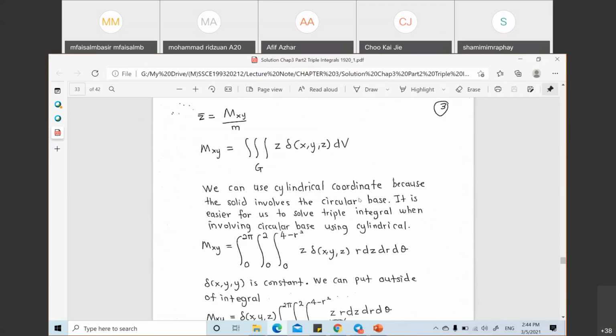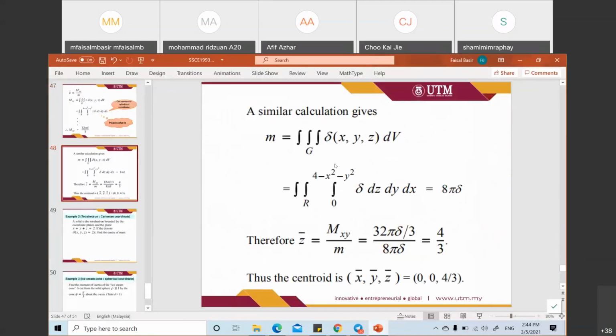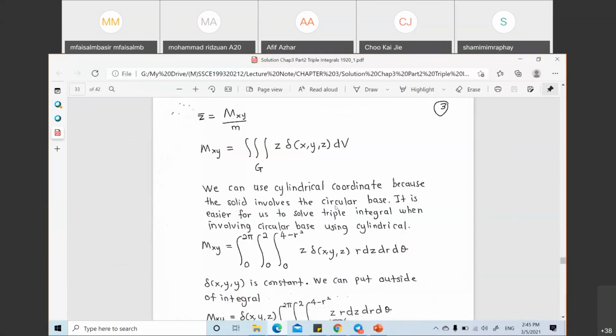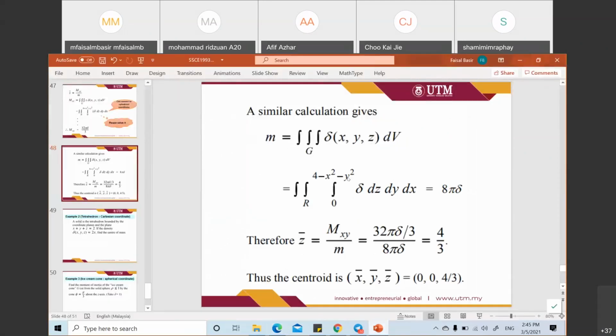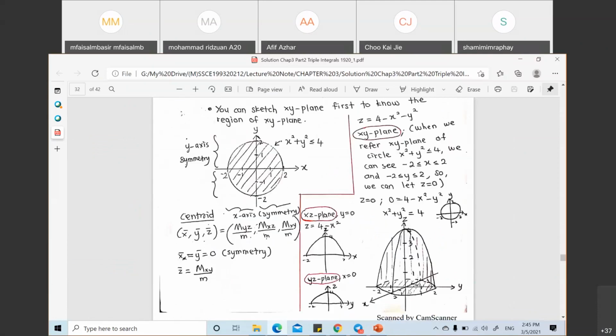Because we have a paraboloid and a circle, we can use cylindrical coordinates. You can use spherical coordinates also, but it will become more tedious. That's why I use cylindrical coordinates, because the solid involves a circular base. So this is the technique. You have 4 minus r squared, and then the circle radius is 0 to 2, and then the angle will be 0 to 2 pi. The bottom one will be 0, the above one will be 4 minus r squared.